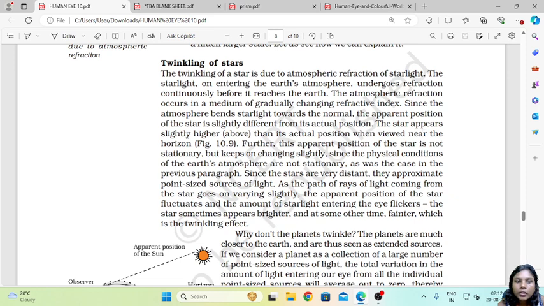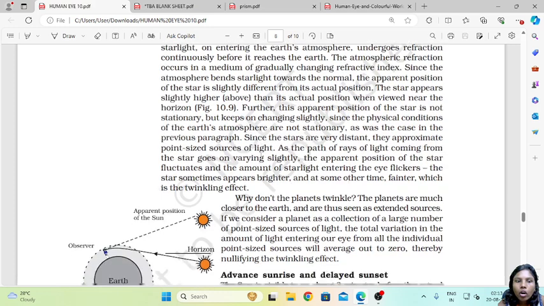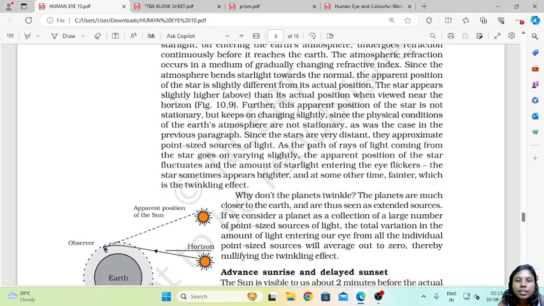The star appears slightly higher than its actual position when viewed near the horizon. Further, this apparent position of the star is not stationary but keeps on changing slightly, since the physical conditions of the Earth's atmosphere are not stationary.